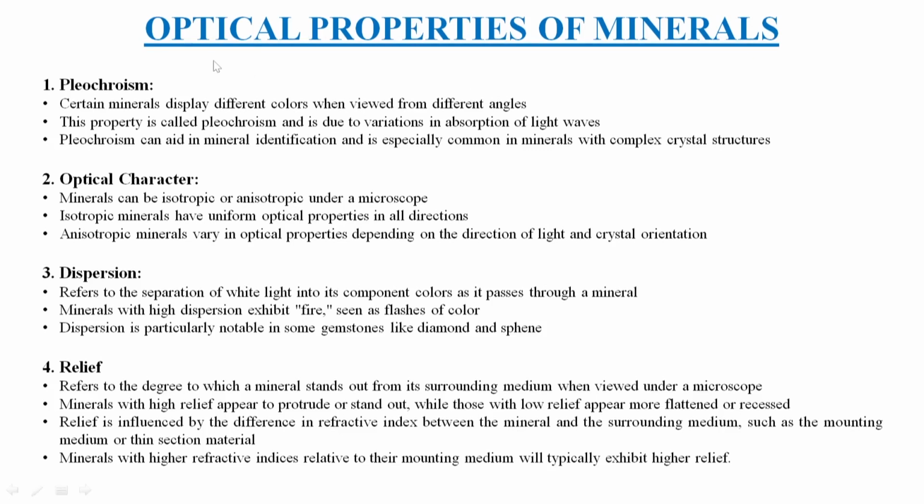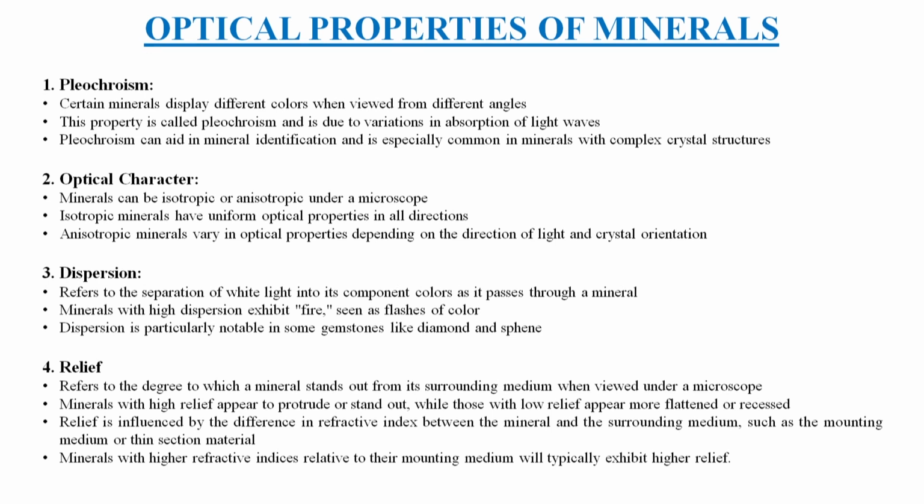Now, before I go into the final part on some properties of the rock forming minerals, there are certain properties. To start with, pleochroism. Certain minerals display different colors when viewed under different angles. This property is called pleochroism, and it is due to the variable absorption of light waves, seen only when the mineral is being viewed with a polarizer only, without the analyzer, or without inserting the upper polarizer.